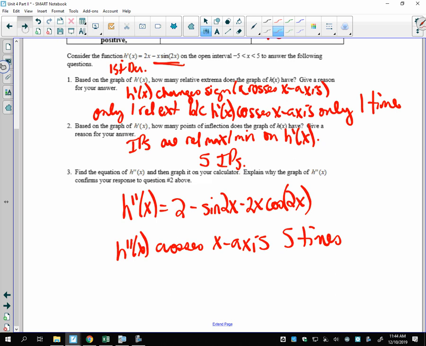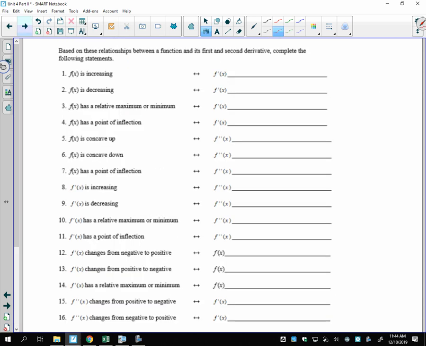Already at 9 minutes. Okay, so this says, based on the relationships between a function and its first and second derivative, complete the following statements, comparing f and f prime. So we're going to do some of these, and then I'm probably going to stop and let us finish these in class. But if f of x is increasing, what do I know about f prime of x? Then I know f prime of x is greater than 0. Yes? If f of x, the original function, is decreasing, what do I know about the first derivative? It's less than 0. It's negative.